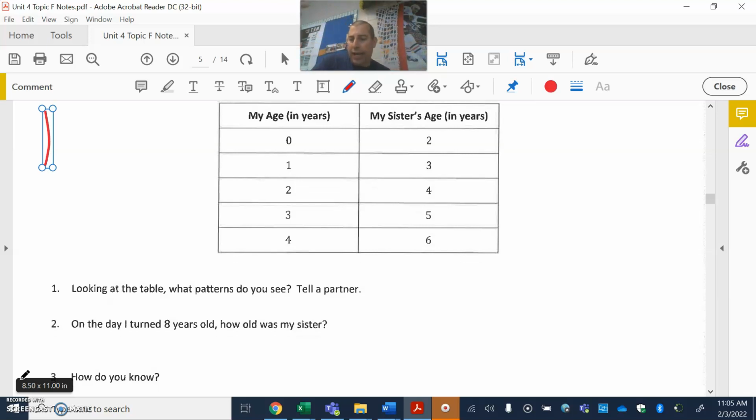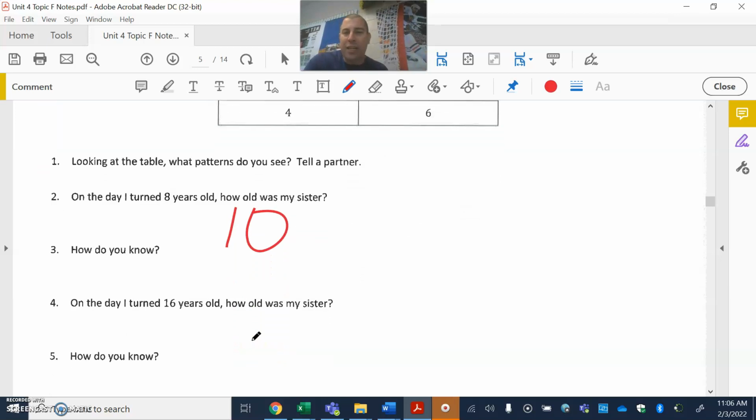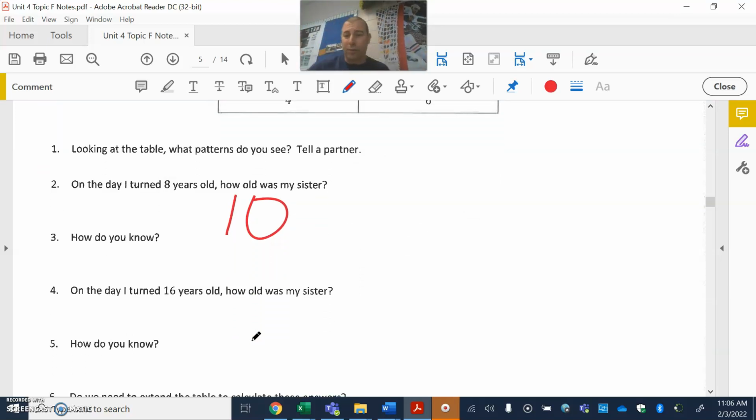So on the day I turn 8 years old, how old is my sister? What we want to be looking at here is what's going on every single time. The fact that it's always going to be 2 years more. So every time we look at it, it's always 2 years more. So how old is my sister? Well, she's going to be 10. And again, she's got to be older, so that's something we're going to keep in mind. How do you know? Like we said, it's 2 years older, so 8 plus 2.